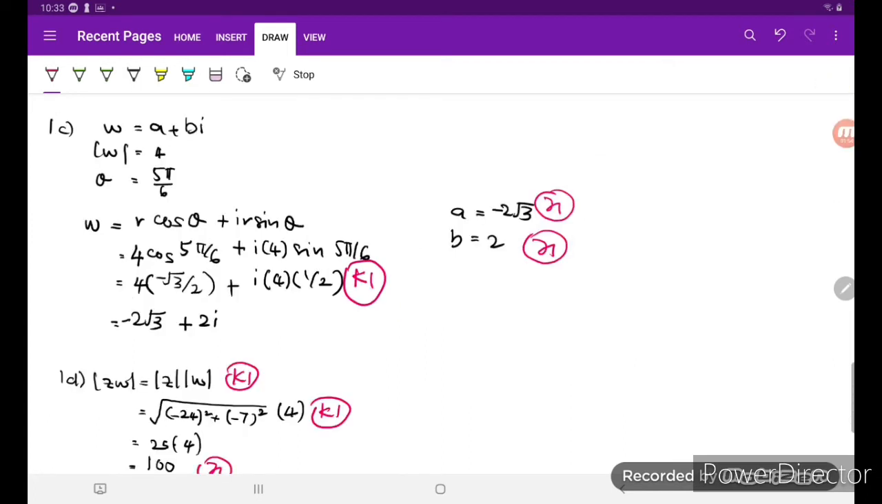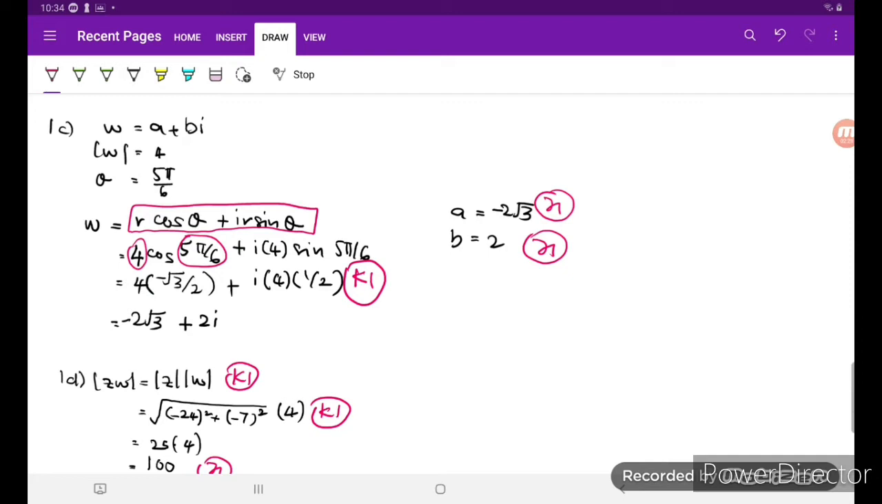For 1C, you want to calculate A and B for complex number W. Okay, what you want to do is actually use the polar form. This is the polar form. Okay, r is given that is 4, and theta is given 5 pi over 6. So this is given, this is given. So you just use it and substitute it in the polar form.